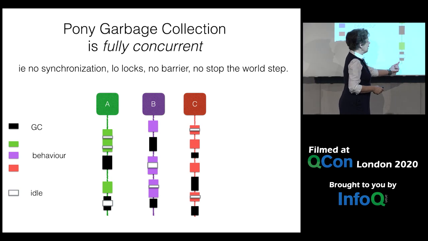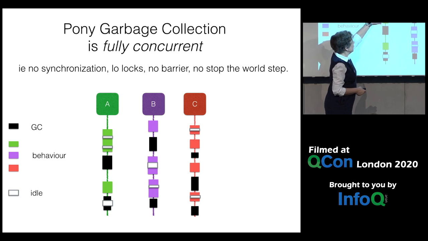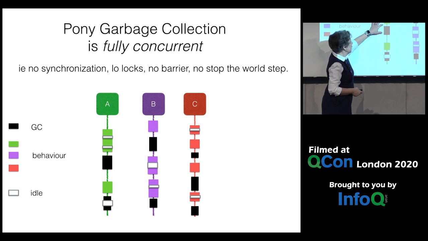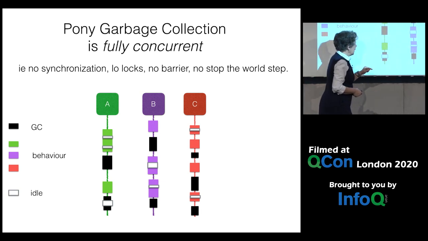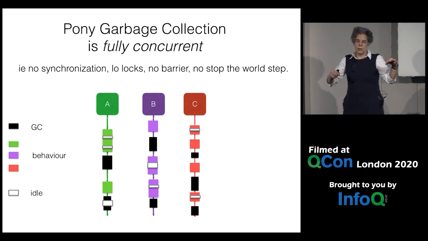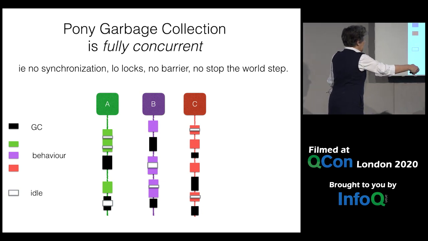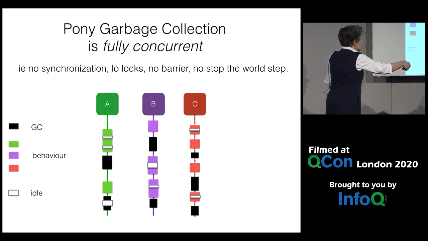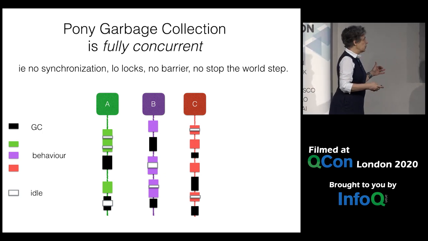So here's the way that I like to explain it to myself. We have the actors, and this bit is the behavior of an actor, and here is where the actor is idle, and here another behavior, and the actor idle again. The black blobs, or black squares, are where the actor executes garbage collection. The interesting thing is that at this point in time, this actor is executing a behavior while that one is doing garbage collection. It can be fully concurrent. So this is what the model says.